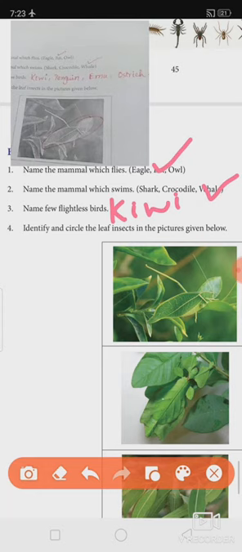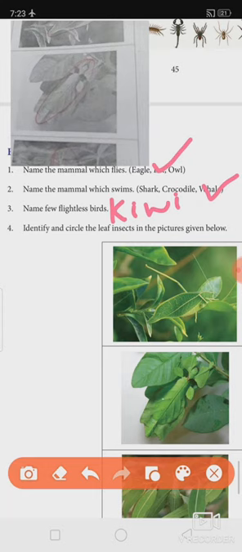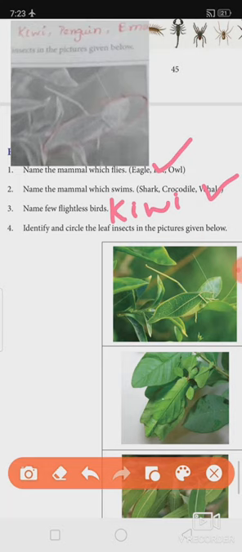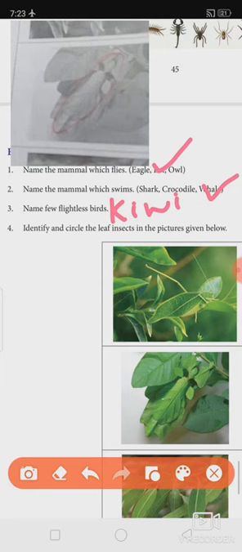In this picture, they want us to identify and circle the leaf insects in the picture given below. They look similar to the leaf, so it is difficult for us to identify them. Here I marked the three pictures.